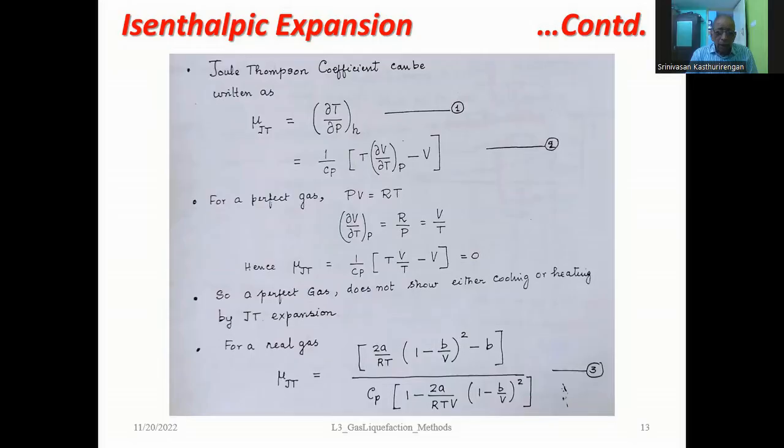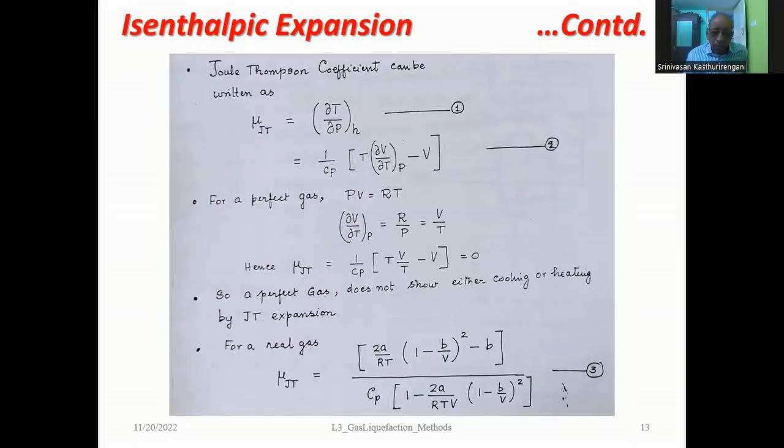The reason is very clear, because there is no interaction between the gas molecules, and therefore there is no change in the energies of the perfect gas. There is no energy change in the perfect gas, and therefore the Joule-Thomson coefficient will not produce any cooling in the case of a perfect gas.